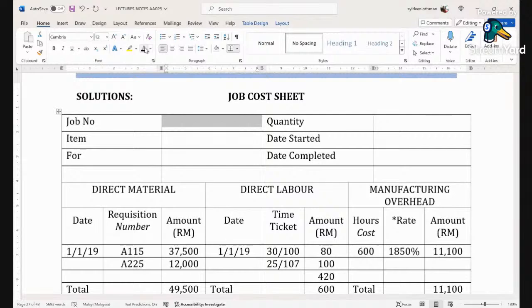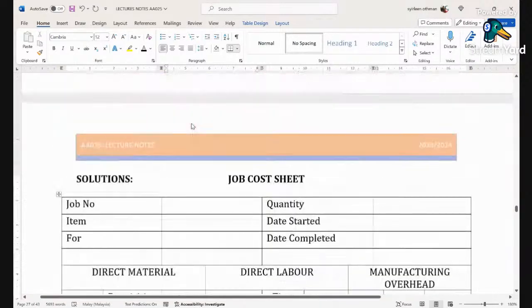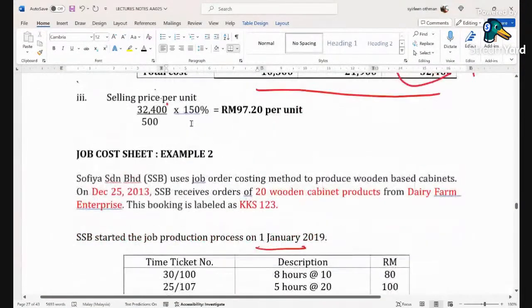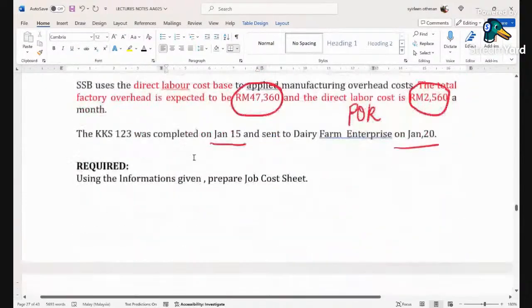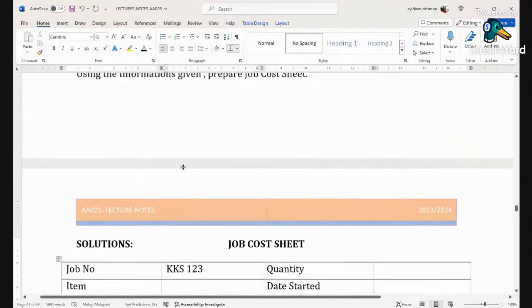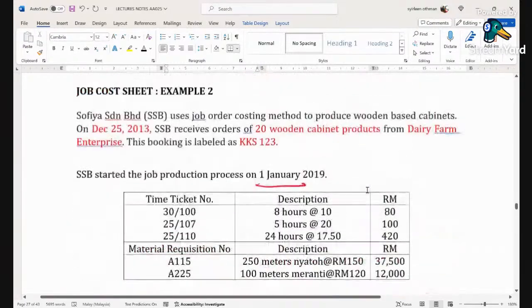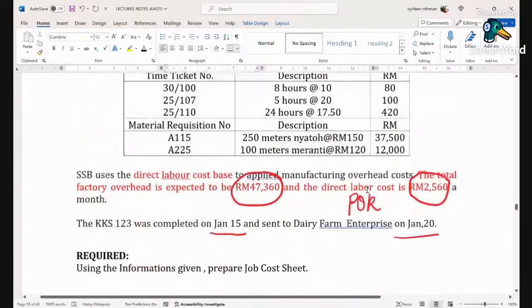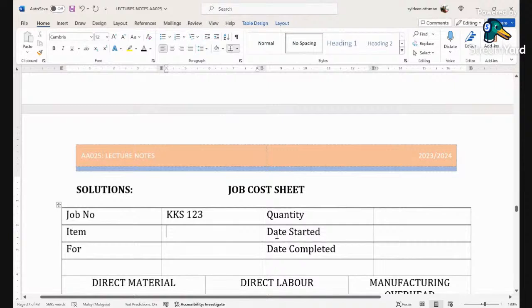Okay, item dia ialah job number berapa? What's the job number? Job number dia berapa? Okay, ni kena tengok balik soalan. Saya pun lupa dah. Okay, KKS 123. Okay, so this will be, alright, KKS 123. Okay, item dia ialah cabinet, right? The wooden base cabinets. Okay, so I'm going to write here cabinets. Alright.